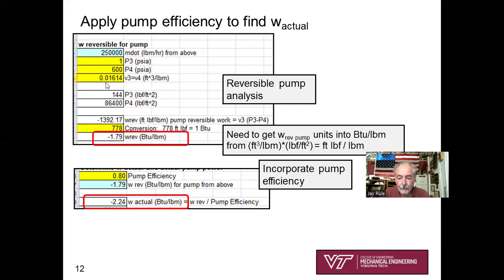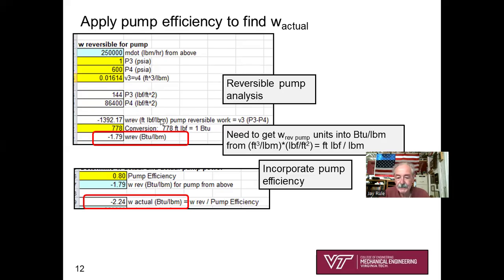v3 equals v4, and that's a lookup. That's going to be v sub f, since it's saturated liquid, v sub f at 1 psia. I'm looking ahead. I've got to change my pressures to pounds force per square foot. So I multiplied both of these by 144 to get my pressures in pounds per square foot. So I'm going to turn the crank here. My W reversible is going to be a negative number. And remember, it's v3 times P3 minus P4. Negative number. Well, it's negative 1,392 foot-pounds force per pound mass.